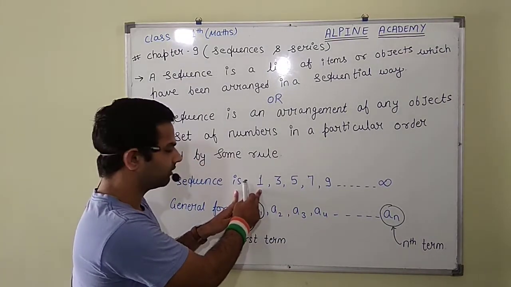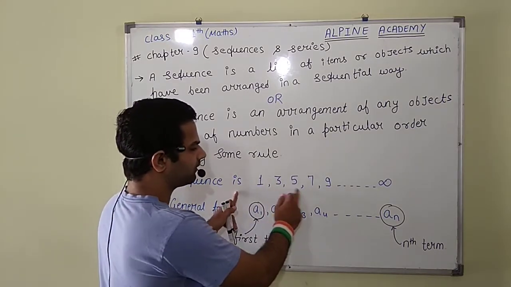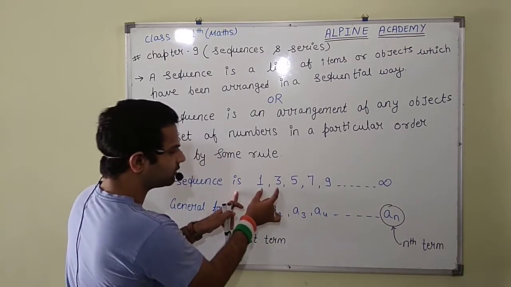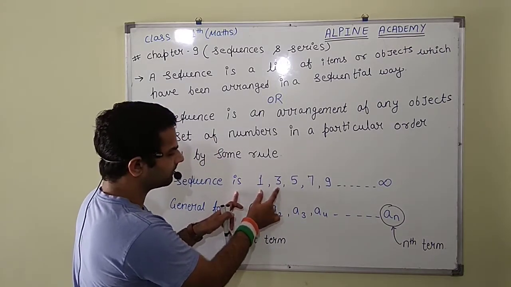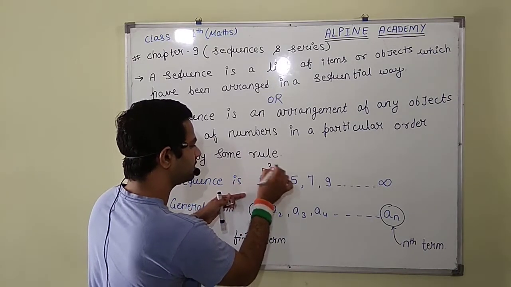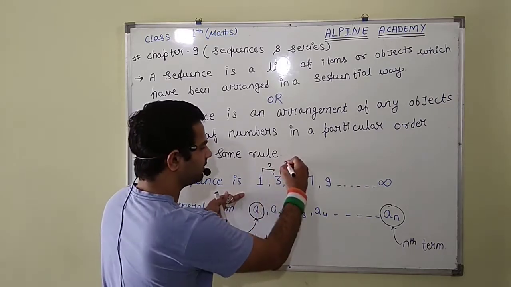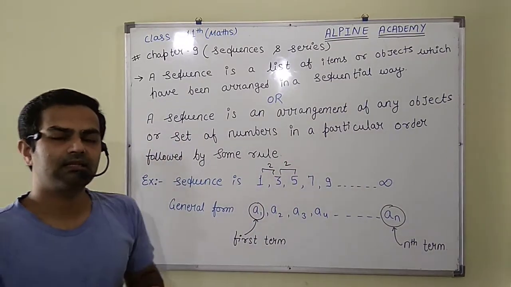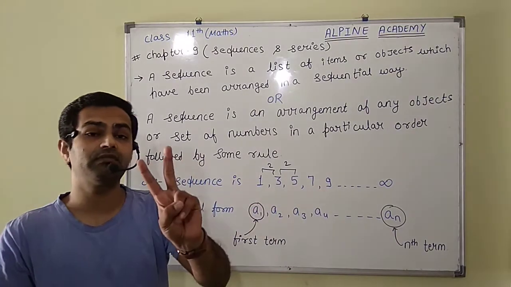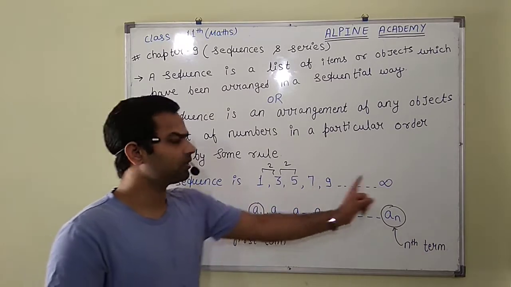For example, in this sequence you will see the first number is 1, second number is 3, third is 5, 7, 9. So here you can see that there is a difference between two consecutive numbers. The difference is 2 in the first two consecutive numbers, and in the next two numbers again the difference is 2. So we can clearly see that the rule of this sequence is that the difference between two consecutive numbers is 2. So this is called a sequence.